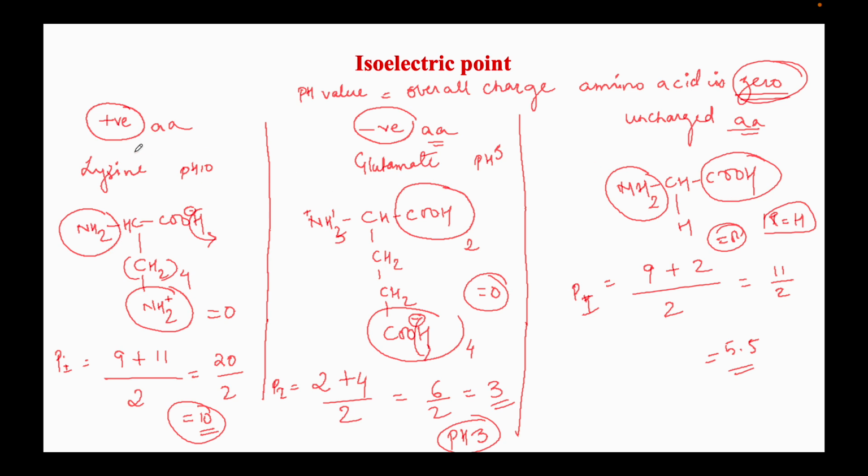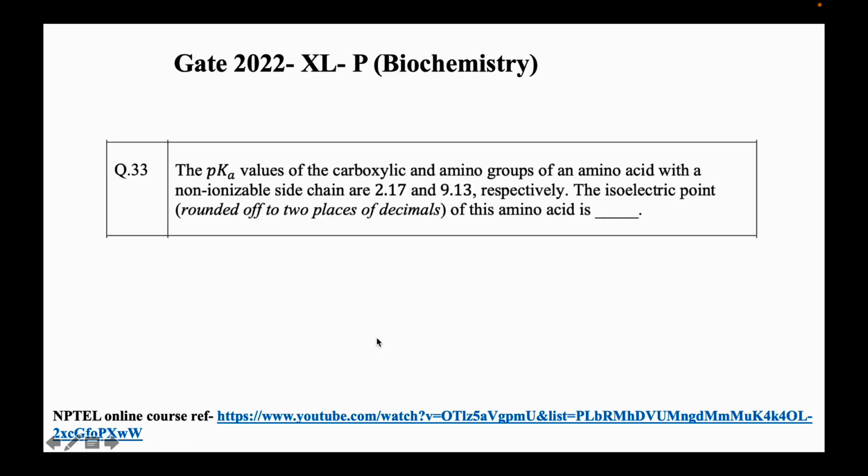So in case of positively charged amino acid, we should consider the amino group of the amino acid and the amino group of the R side chain. Whereas in the negatively charged amino acid, we have to consider the carboxyl group of the amino acid and the carboxyl group of the R side chain. Okay, very simple. So coming back to the question.